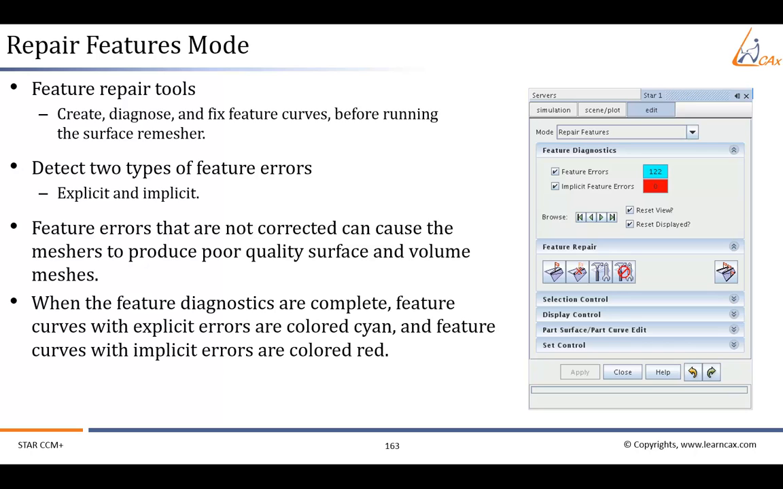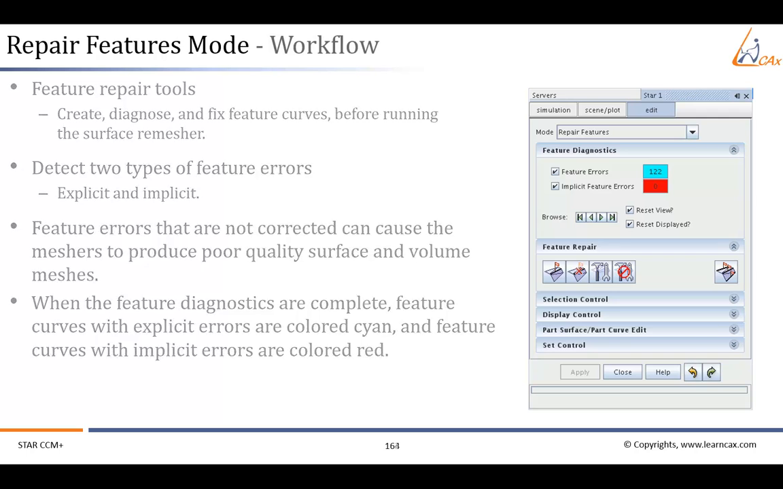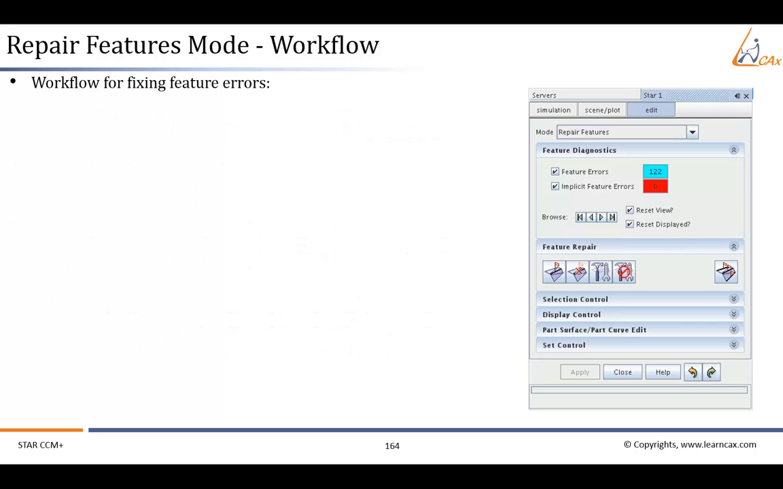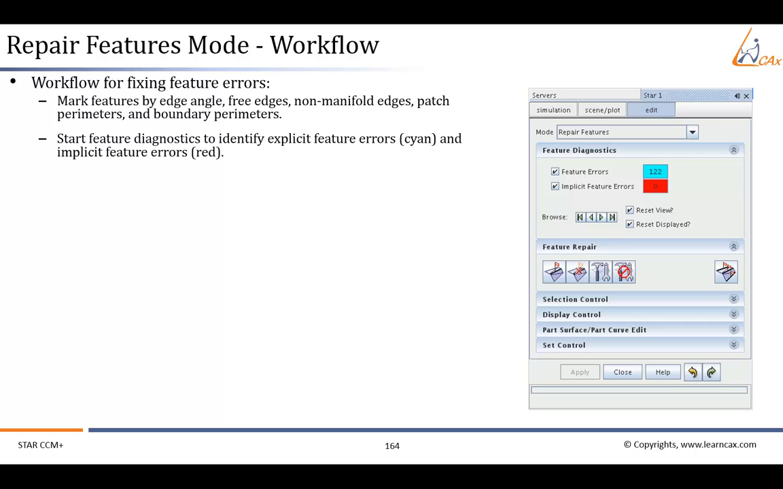When the feature diagnostics are complete, feature curves with explicit errors are colored cane and feature curves with implicit errors are colored red. There is a standard workflow for fixing feature errors. First, mark features by edge angle, free edges, non-manifold edges, patch perimeters, and boundary perimeters. Then, start feature diagnostics to identify explicit feature errors, that is cane, and implicit feature errors, that is red.